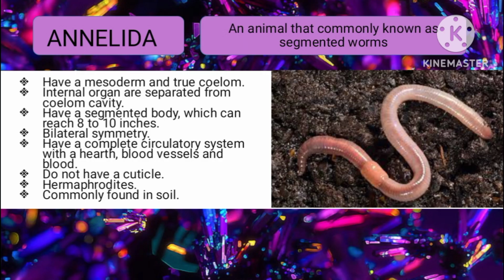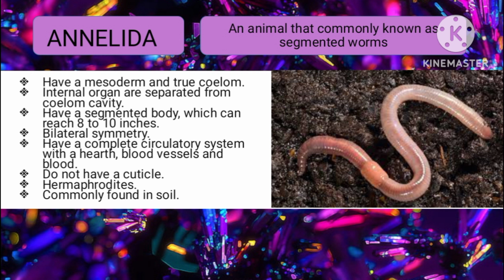Now we go to Annelida. Annelida is an animal that is commonly known as segmented worms. The characteristic of Annelida is they have a mesoderm and true coelom, which means they have a body cavity. Internal organs are separated from the coelom cavity.